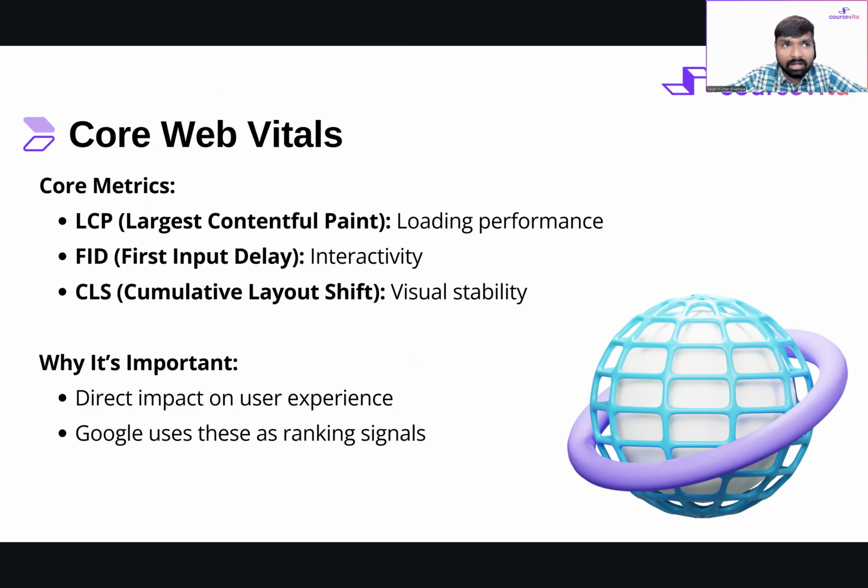Interactivity: if I'm interacting well and staying on the website for more time, that means the user experience is good. If the user experience is not good, if the website is bad, I won't stay on the website for more time. And if the visual stability is bad, I won't stay on the website. So these directly impact the user experience. That is why it's important. And Google uses loading performance, interactivity, and visual stability as ranking signals. When Google crawls through your website, it uses these three as ranking signals to rank your website higher and higher. Okay, so this is about core web vitals.